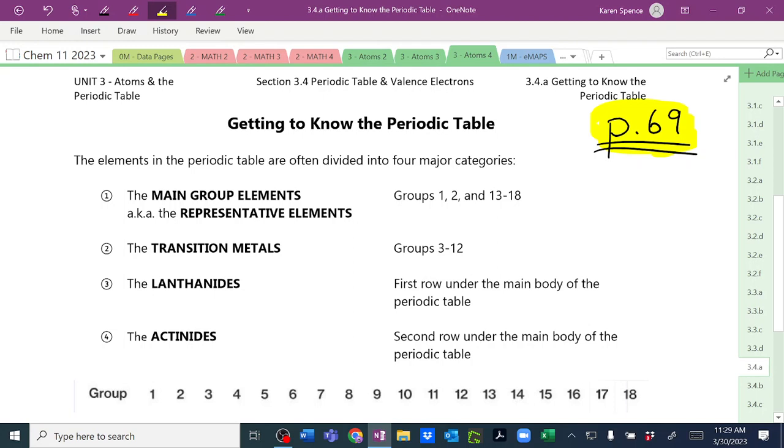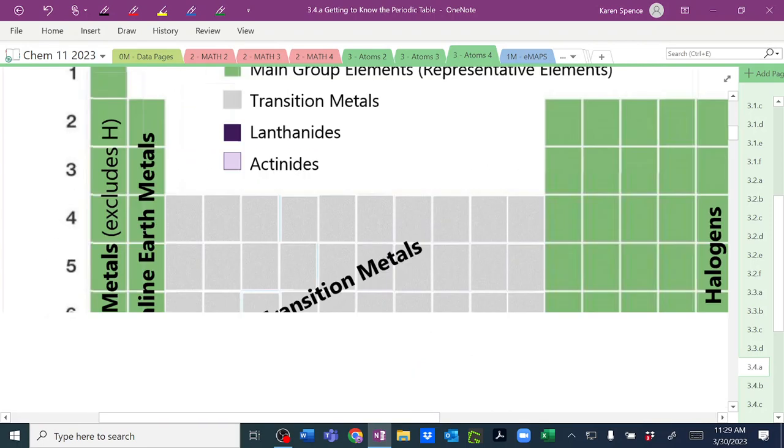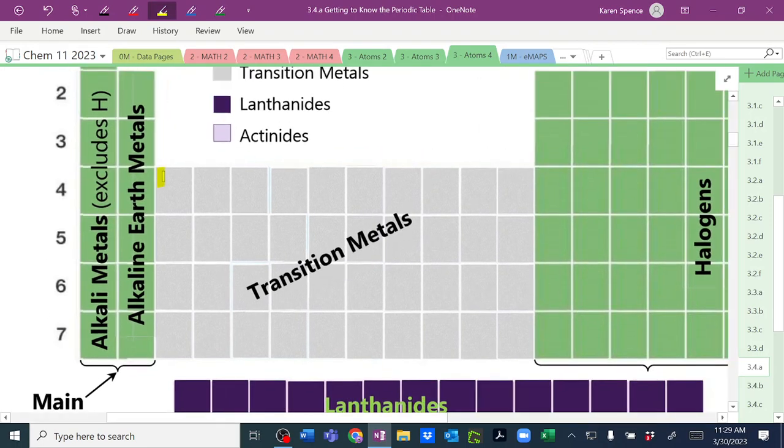Okay, so we are looking at the periodic table. Some of this you probably know already. If I said to you the transition metals, where would we find the transition metals on the periodic table? Tell your partner. The transition metals are right in the middle. Okay, so those are our transition metals. That sort of section that's a little bit lower down.